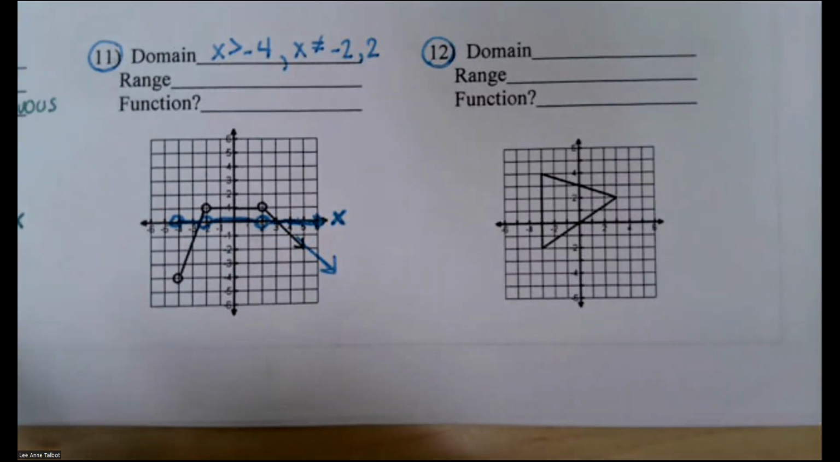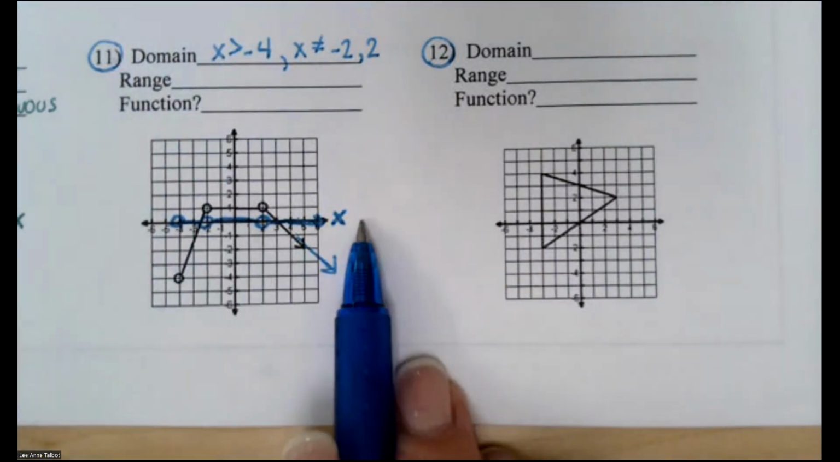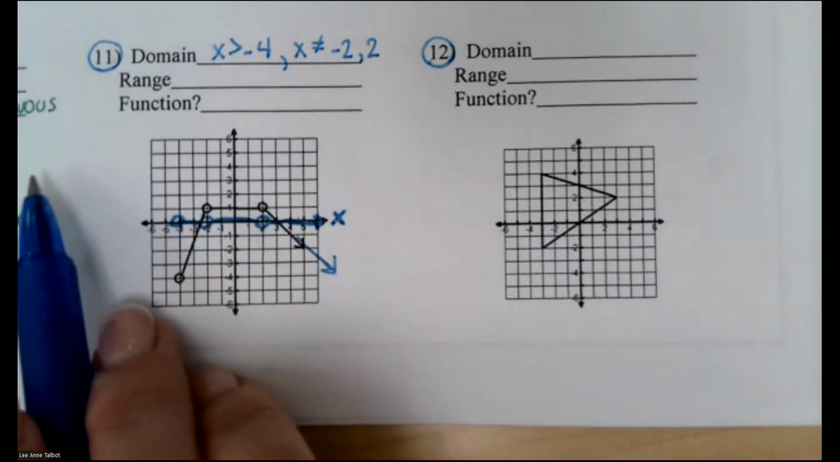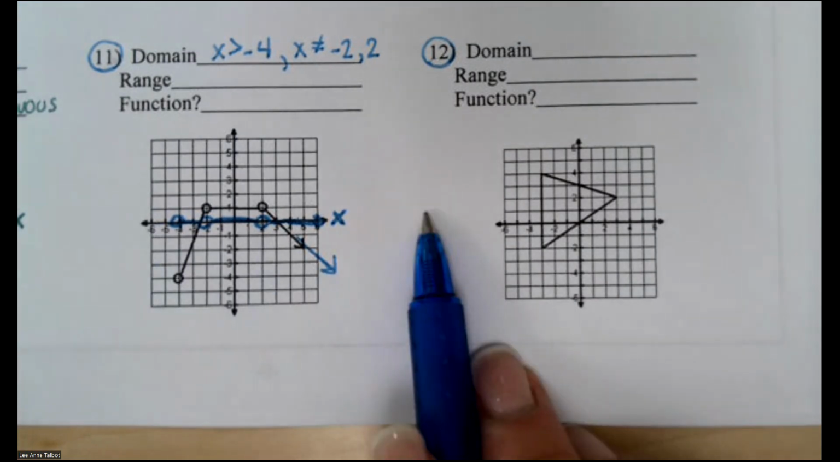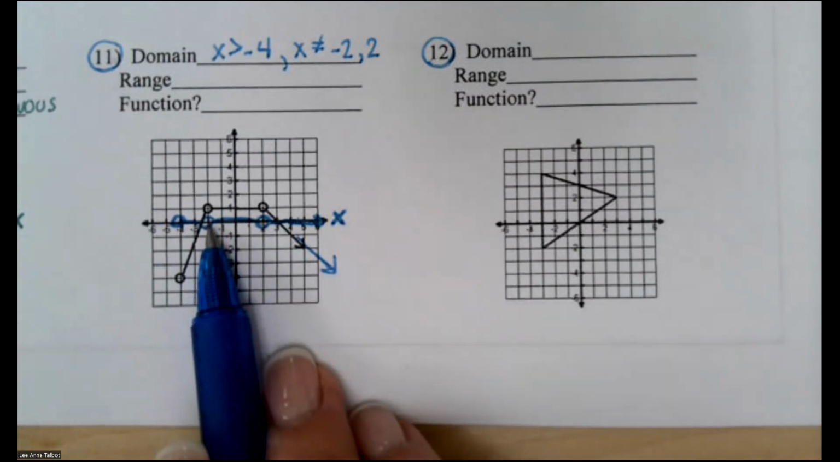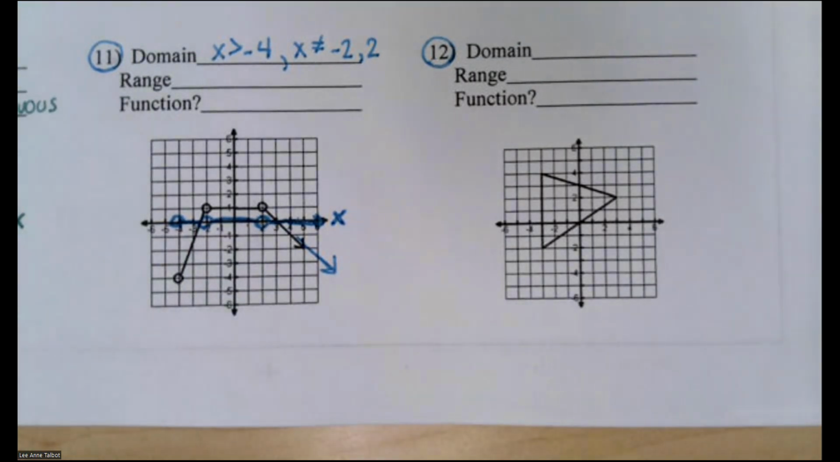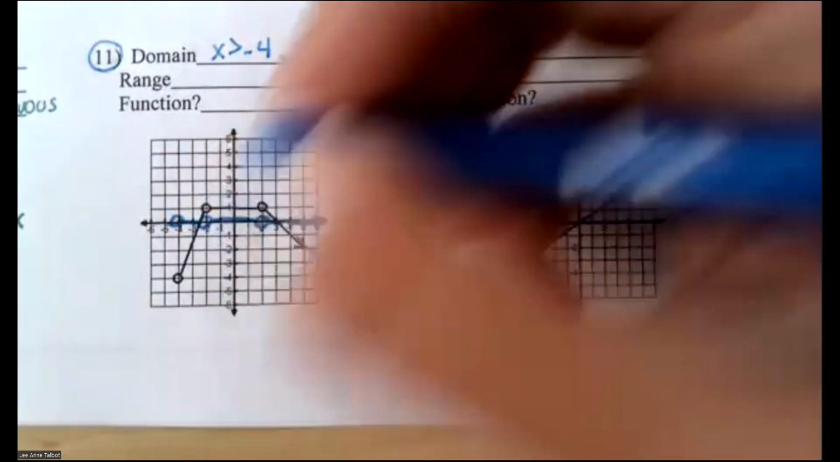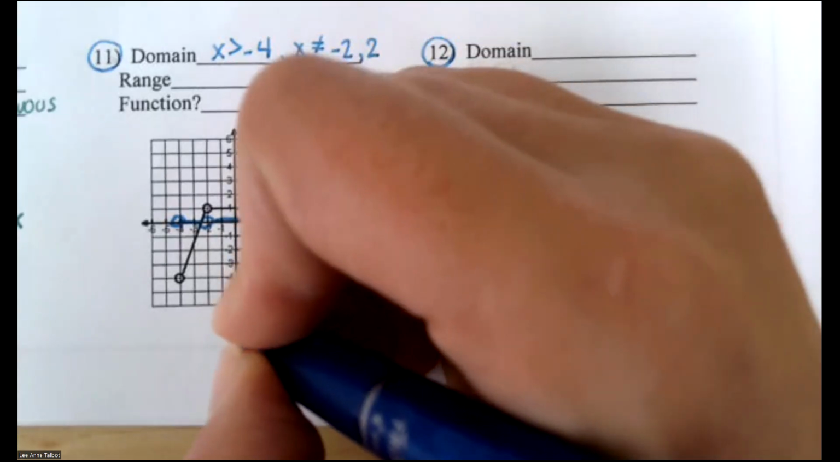So what I'm saying here is X is everything -4 and up. Not a lie, I just said a lie. X is everything above -4, but not including -2 and 2. I don't know if you've ever seen a domain like that before. Okay, now let's see. It's going to go forever down.